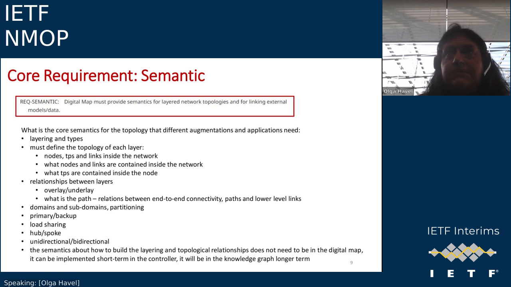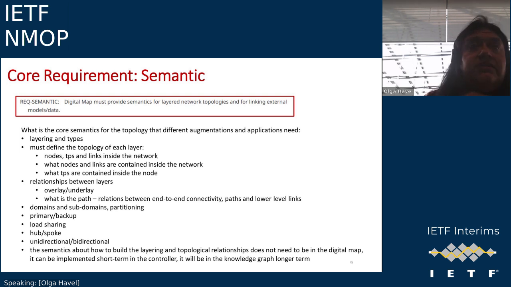I think this one is very important because RFC 8345 supports very partial semantics that are needed for layered network topologies, and there is nothing for linking external models. We do have layering and types. We have nodes, TPs, and links inside the network. We have what nodes and links are contained inside the network, and what TPs are contained. We do have some relationships, but very simple ones without properties. Then, what is the path? It can be a relationship between end-to-end paths and low-level links. Domains and subdomains are where things are missing, but I won't be talking about what's in RFC 8345.